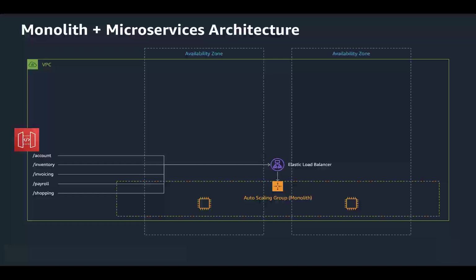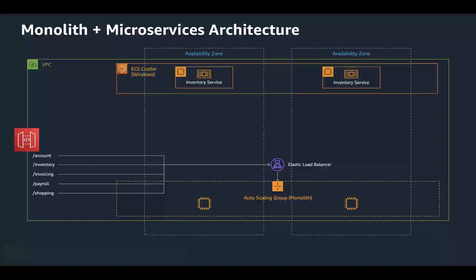Our monolith is deployed inside a virtual private cloud, or VPC, with an elastic load balancer in front of an auto-scaling group of EC2 instances. All of these resources are deployed across multiple availability zones to provide high availability. We also have an API gateway with routes defined for each of the services. Initially, all of those routes are pointing to the monolith. We're going to keep this architecture and add the AWS services we need to run the extracted microservices.